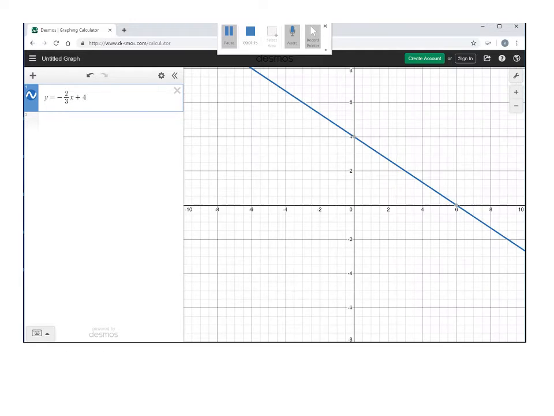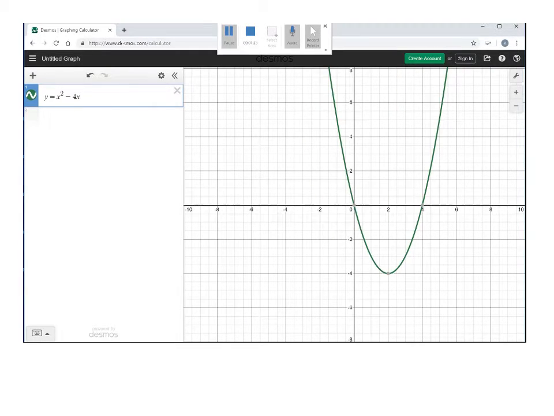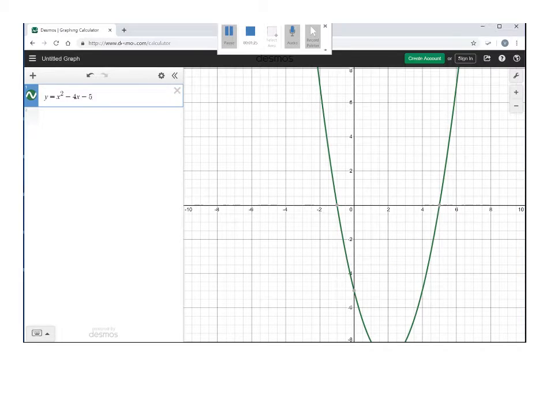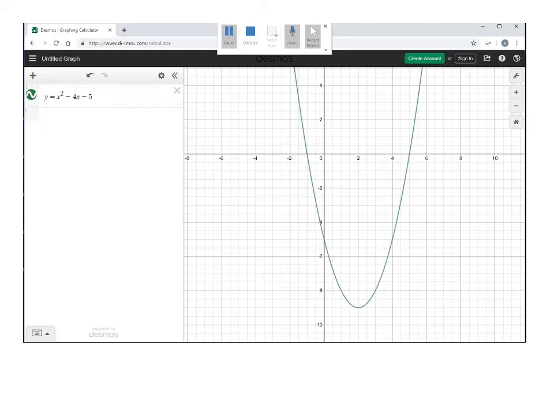All right, let's just go back to the home screen and type in the next equation. y equals x squared minus 4x minus 5. I'm going to move this graph up just a tad. So here it looks like we've got a parabola. If I click on the graph, we can see the gray points showing up again.